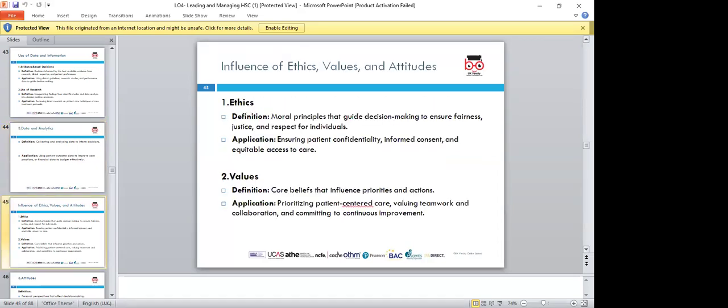Influence of ethics, values, and attitudes. Ethics. Definition: moral principles that guide decision making to ensure fairness, justice, and respect for individuals. Application: ensuring patient confidentiality, informed consent, and equitable access to care.